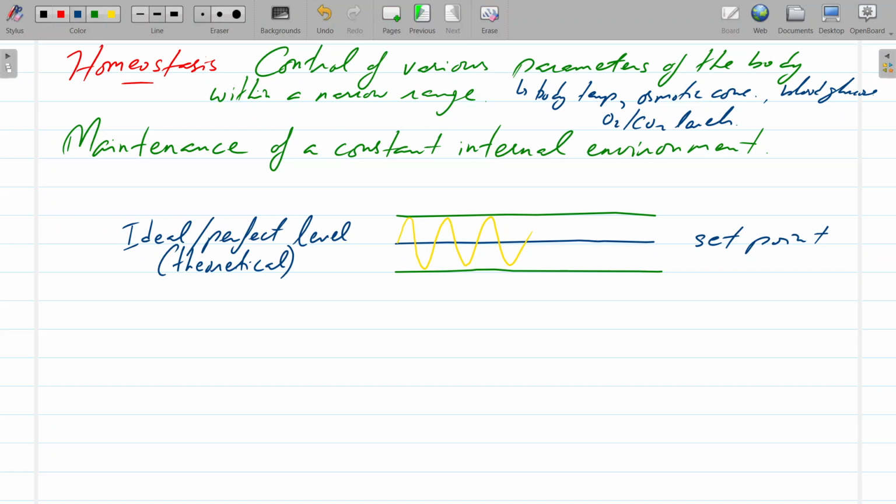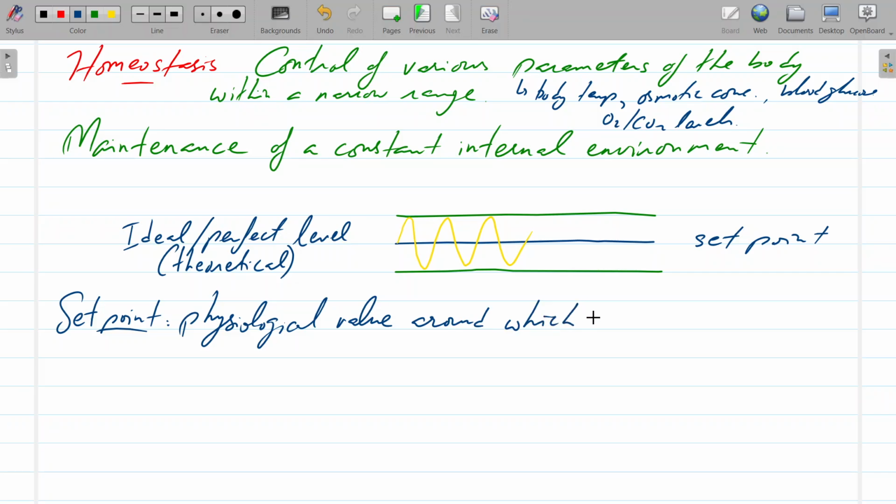The book defines the set point as the physiological value around which the normal range fluctuates. So that's the set point.